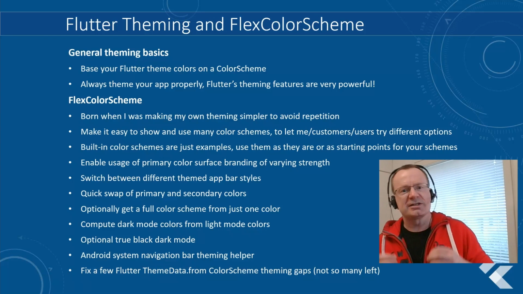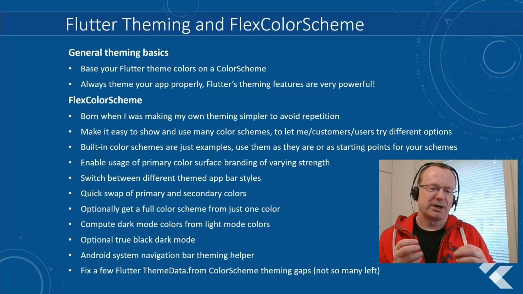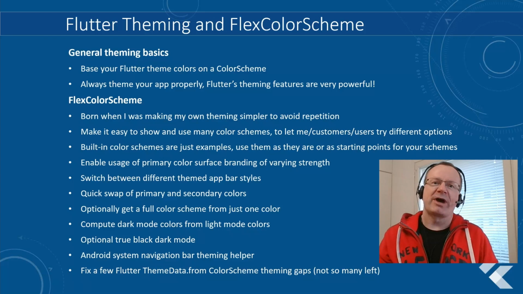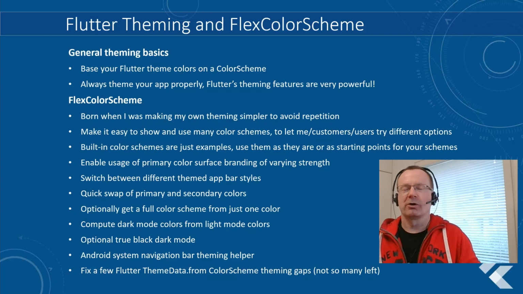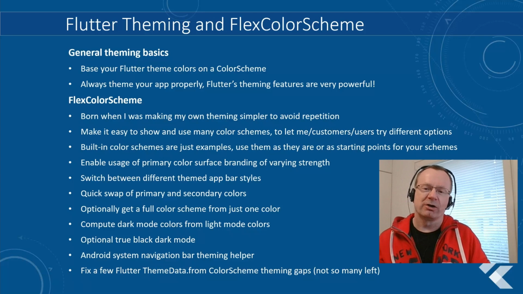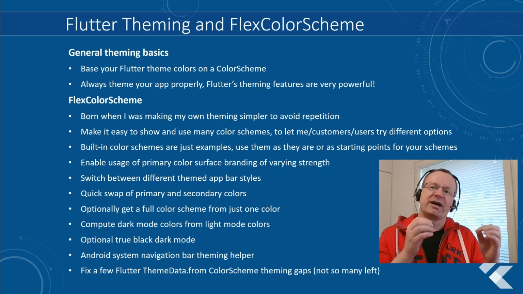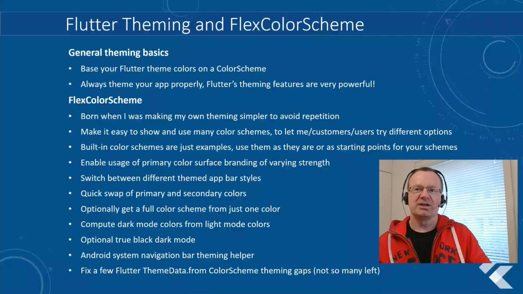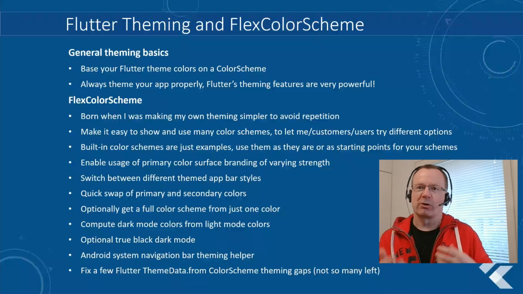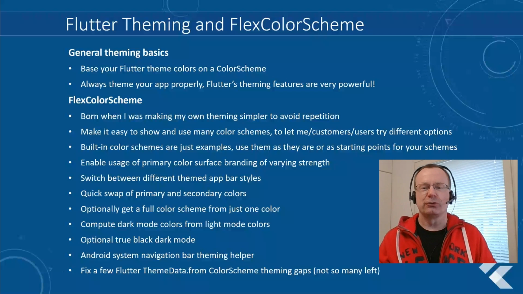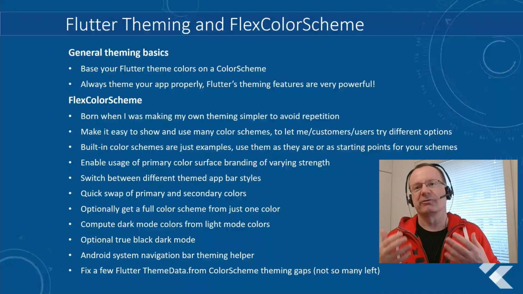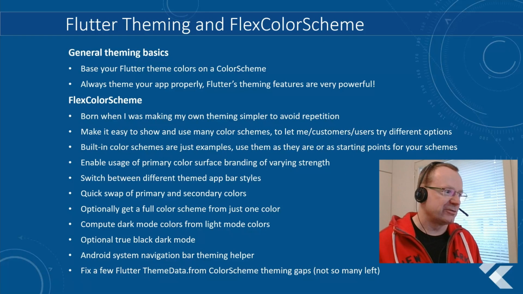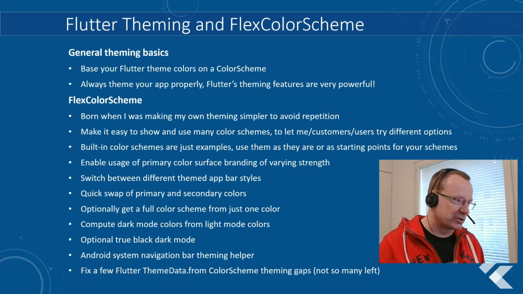But when you move into web and desktop, another important aspect is something often called color branding, or surface branding of a color. You have your primary and secondary colors, but then you put a hint of that into your background colors at different strength levels. This capability is built into Flex Color Scheme, and you can choose the strength of this color branding from your primary color also. That is quite a nice feature. I will show it briefly soon as well.